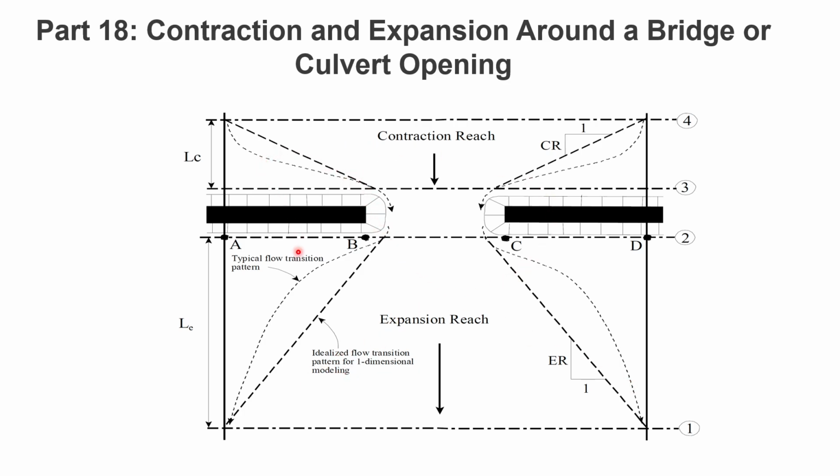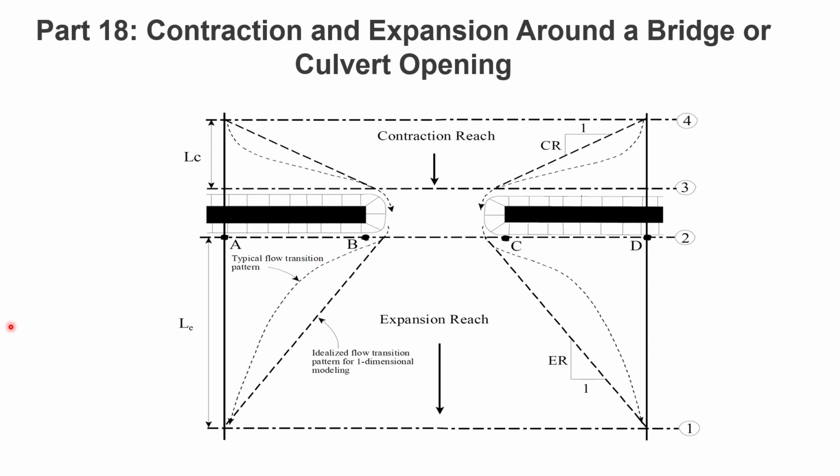So we have some typical flow transition patterns. It comes here, it contracts here, and begins to expand back. And this is how we model that in HEC-RAS for a 1D flow transition pattern. To do that in HEC-RAS, it's very important that we understand what is going on, and we take care of the cross sections that make this contribution. So it's also necessary to have the cross section very close to the bridge opening or culvert.